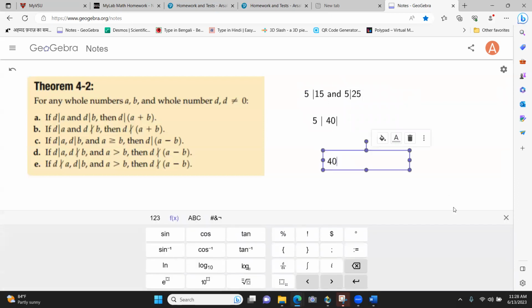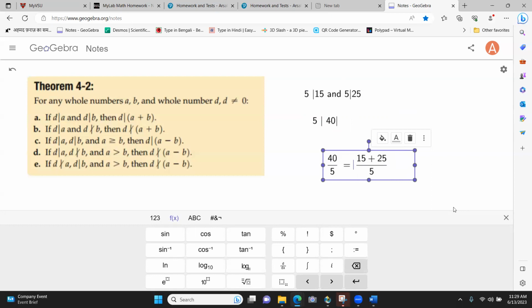40 divided by 5. I better get a whole number, right? Clearly 5 is not 0. But instead of 40, I can write 25 plus 15. Of course I can, because 40 is 15 plus 25.